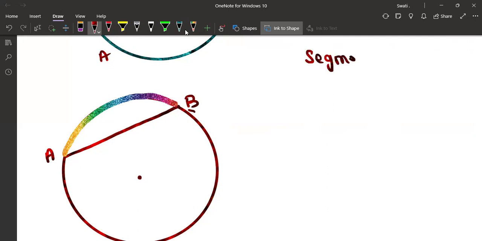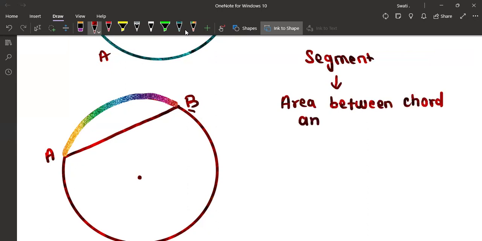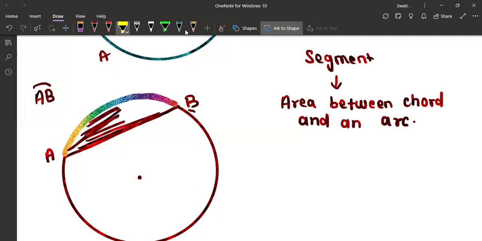So what is a segment? There are so many things; without learning all these, we cannot start with the topic. That is why I'm making you understand all the basic things. A segment is the area or the space between the chord and an arc of a circle. For example, here you can see that AB is the chord and the arc AB is also there, and there is a space between them. So this space is called the segment.